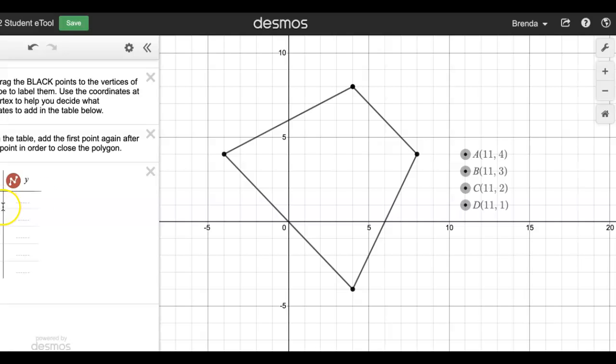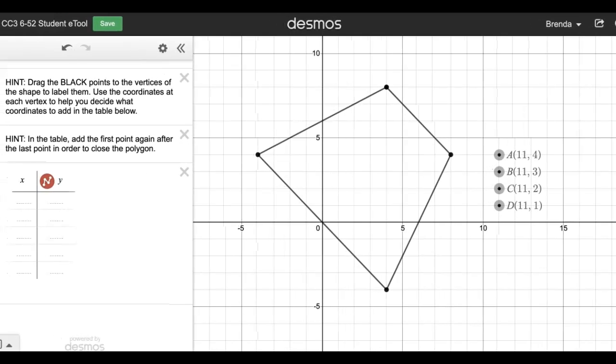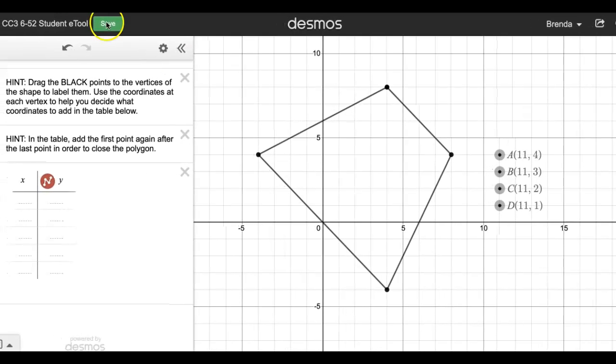And so you have some hints over here to the side. I guess I should have made my barrier wider, but I didn't. So, move this tab over maybe. There we go.